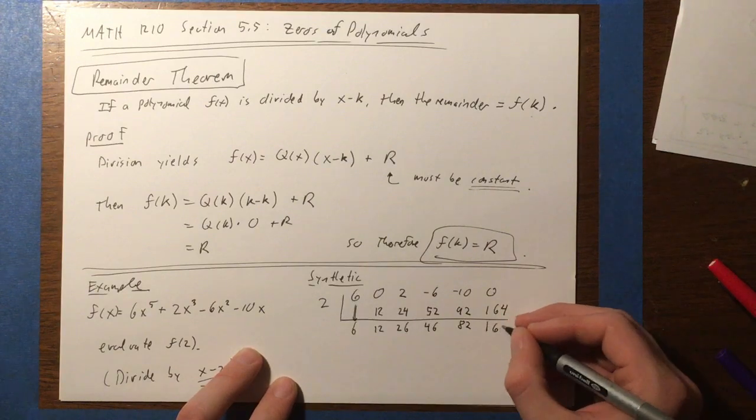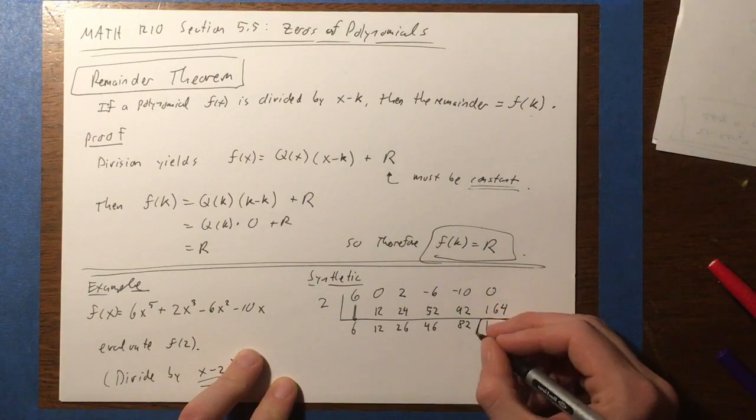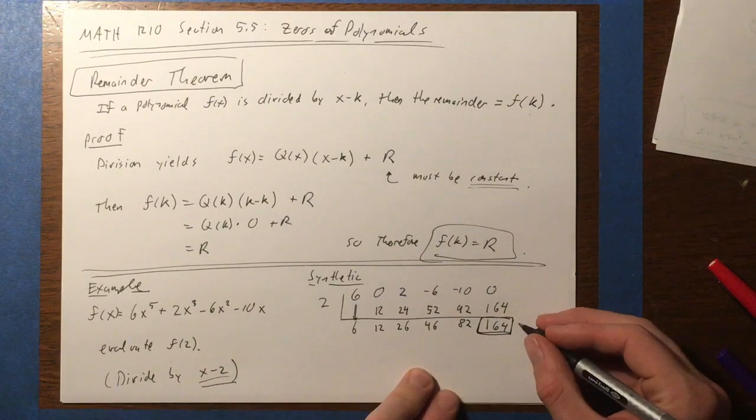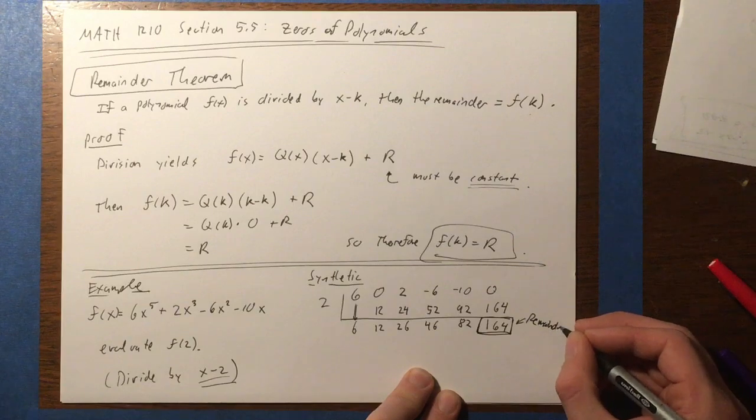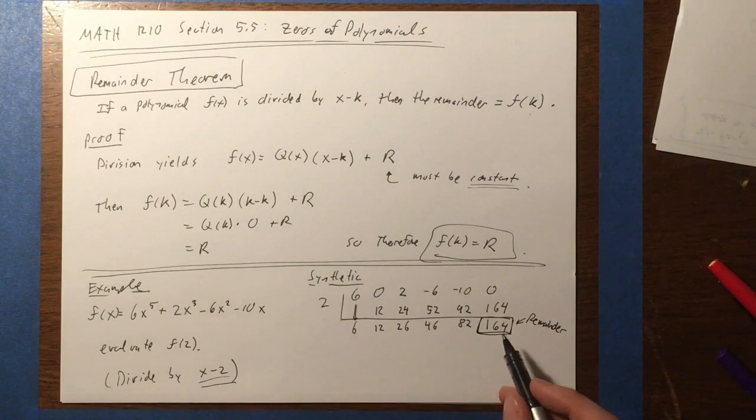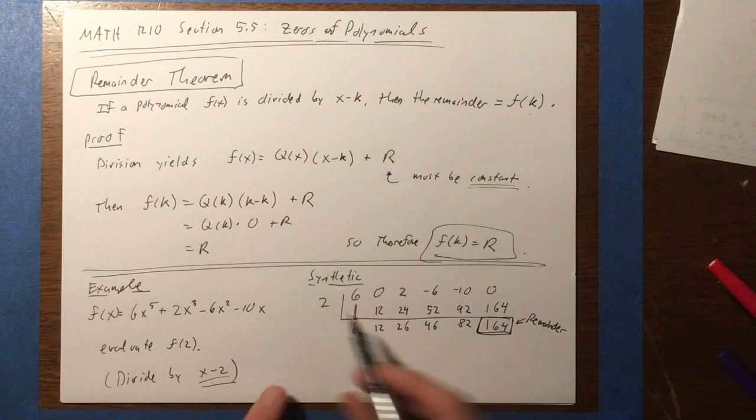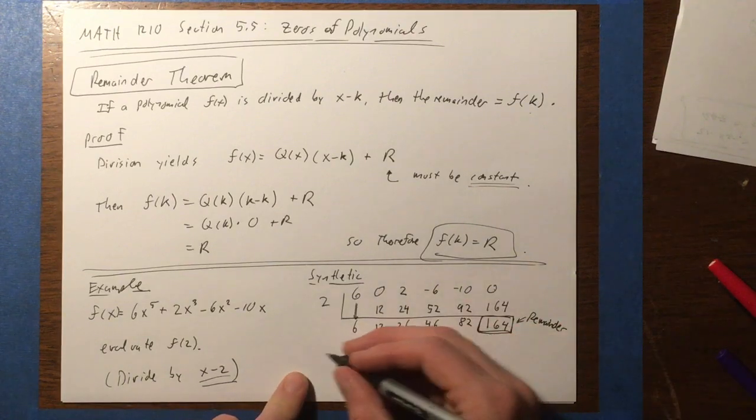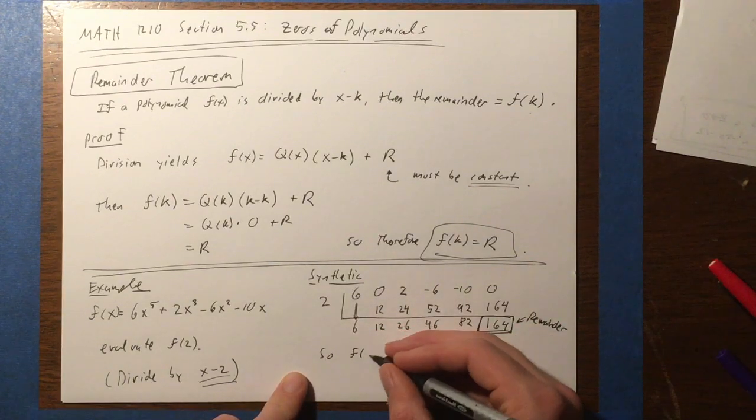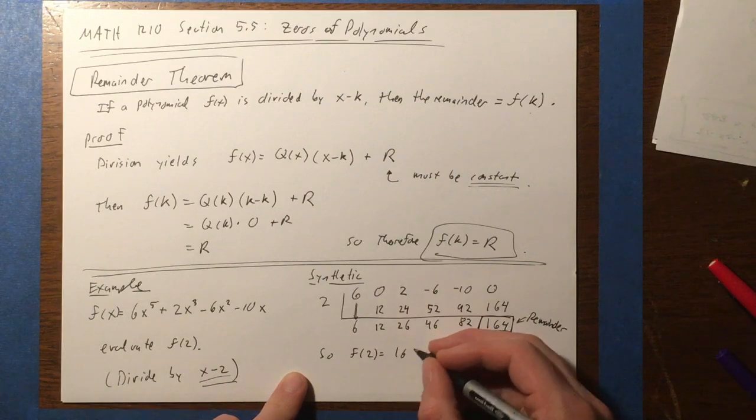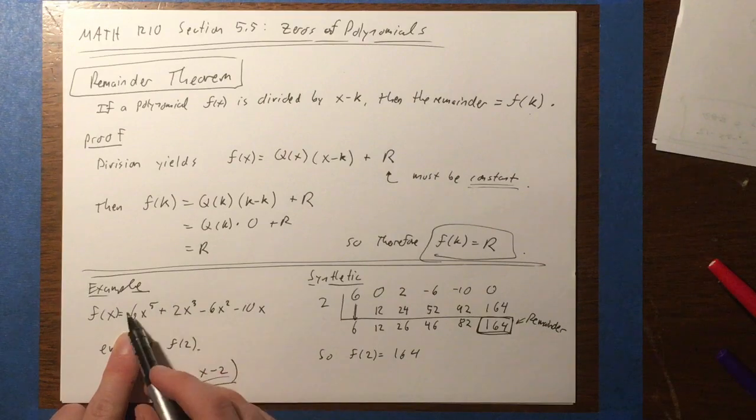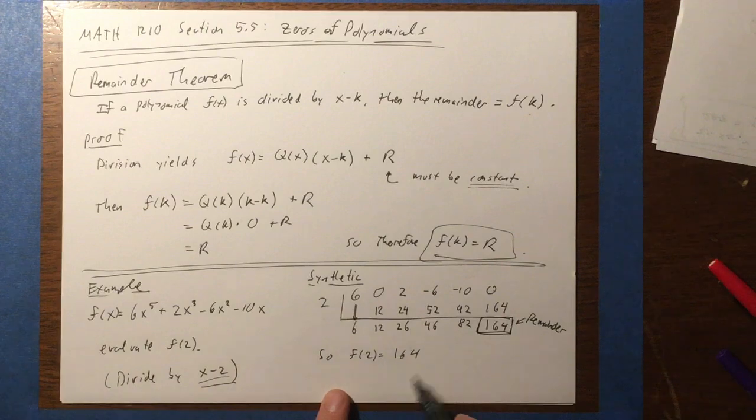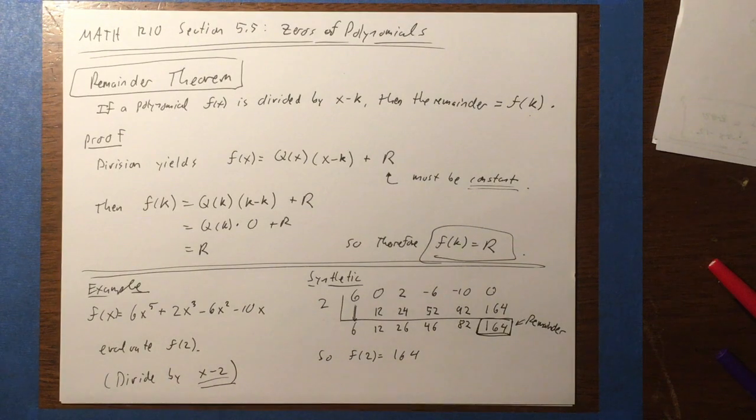0 plus 164 is 164. So that is my remainder. And the remainder theorem is telling me that that number is also equal to f of this number. So it should be that f of 2 equals 164. And you can check if you want by sticking 2 into this function, doing all the powers, multiplying by the coefficients, and adding or subtracting, and you should get the same number, 164. So that's the remainder theorem.